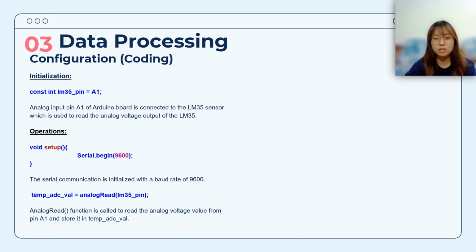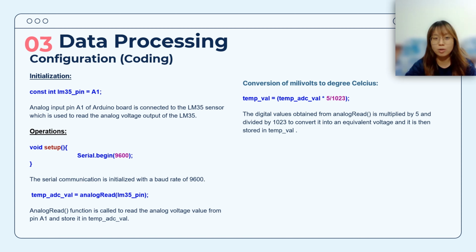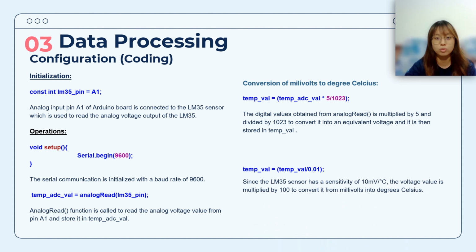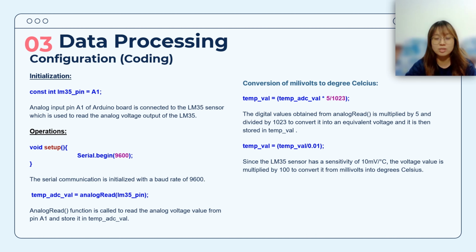Next, the analogRead function is called to read the analog voltage value from pin A1 and store it in temperature ADC value. The digital value obtained from analogRead is then multiplied by 5 and divided by 1023 to convert the ADC value back into the equivalent voltage. The resulting value is stored in temperature value, representing the voltage value of the LM35 sensor output. Lastly, since the LM35 sensor has a sensitivity of 10 millivolts per degree Celsius, multiplying the voltage value by 100 converts the voltage value in millivolts into temperature units in degrees Celsius.